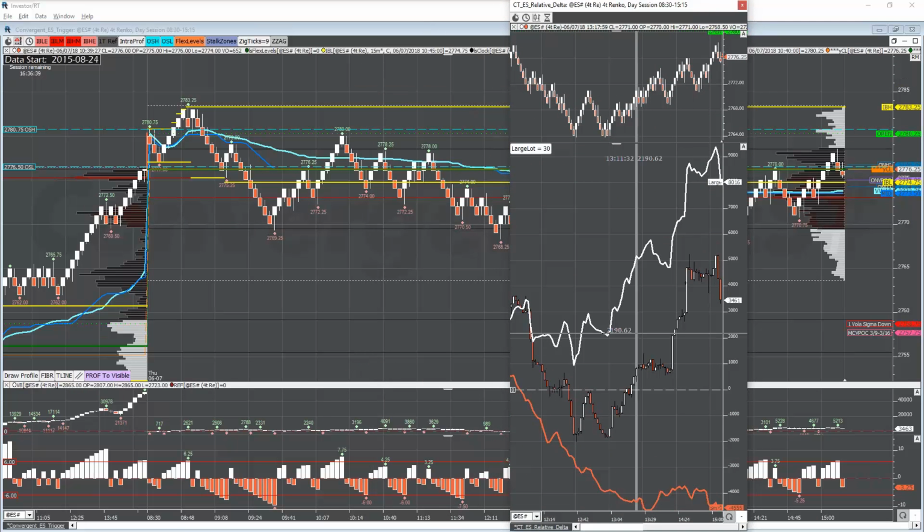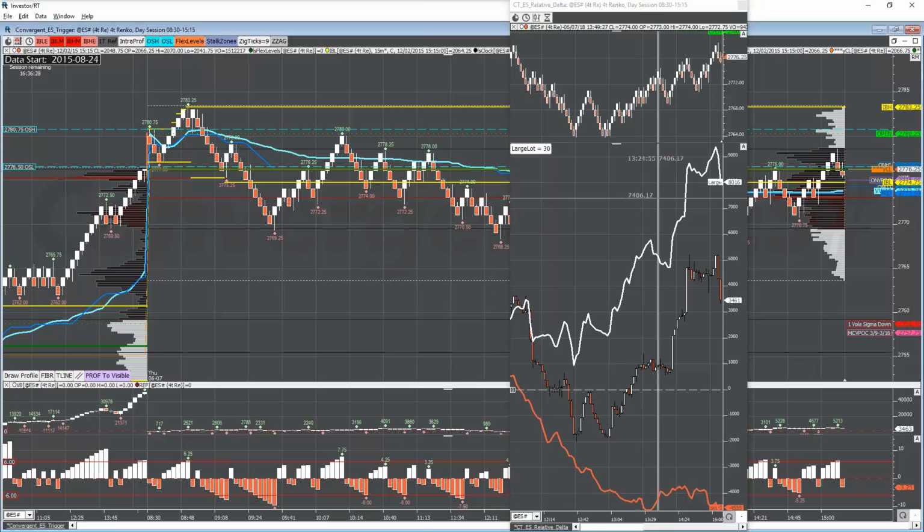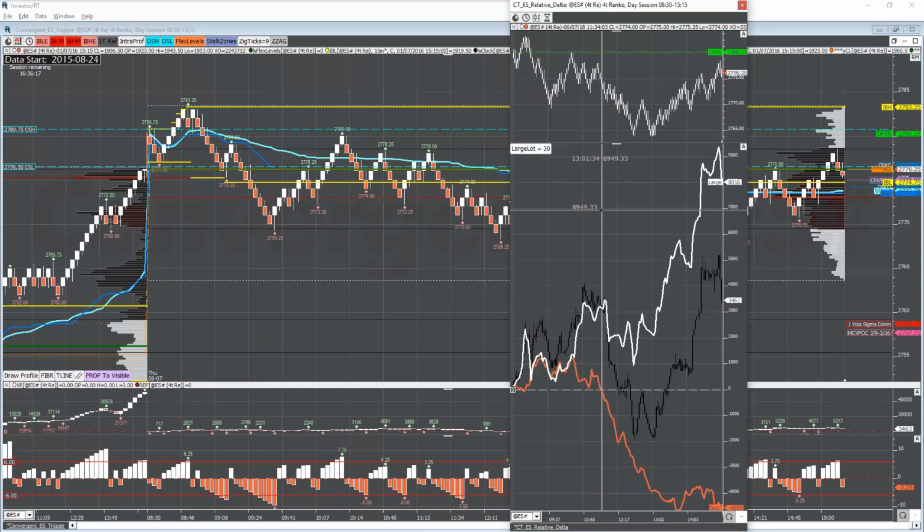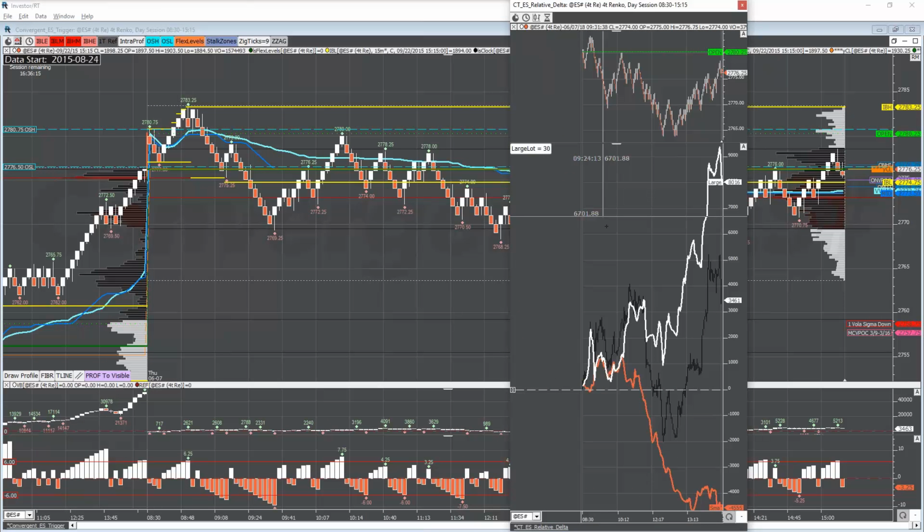Okay, and I separate these to large lots and small lots. Small lots are orange, large lots are white. And the current separator is 30 contracts. 30 contract prints and up are large lots. Everything below that is a small lot. So I look at who's in control. This helps me see who's in control of the auction.